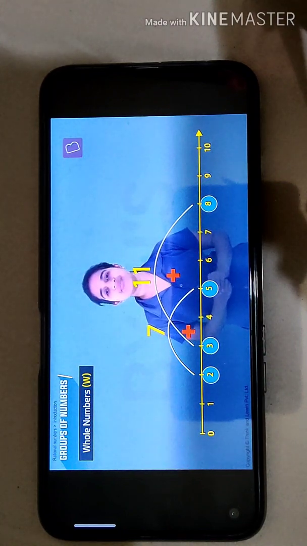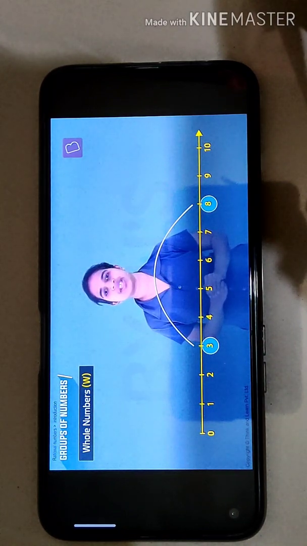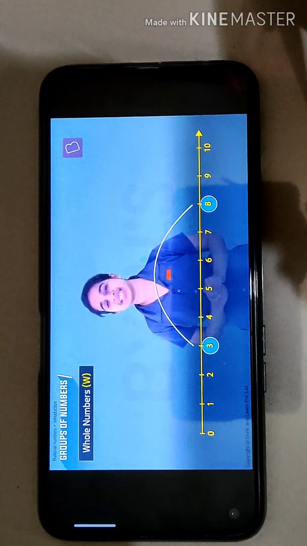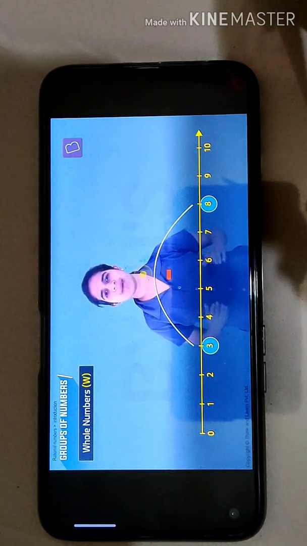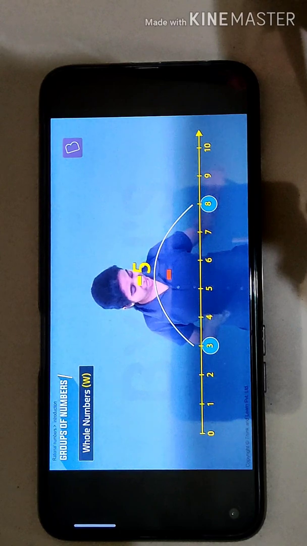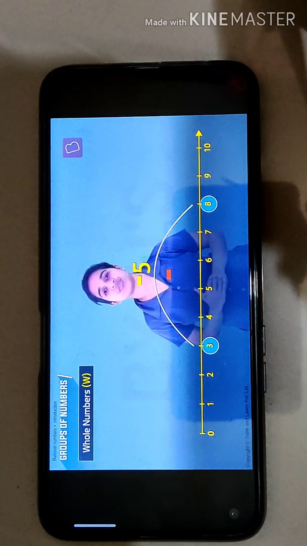Now what happens if we subtract these two numbers instead? We do 3 minus 8. What does that give you? Minus 5. Now minus 5 is not a part of our set of whole numbers.